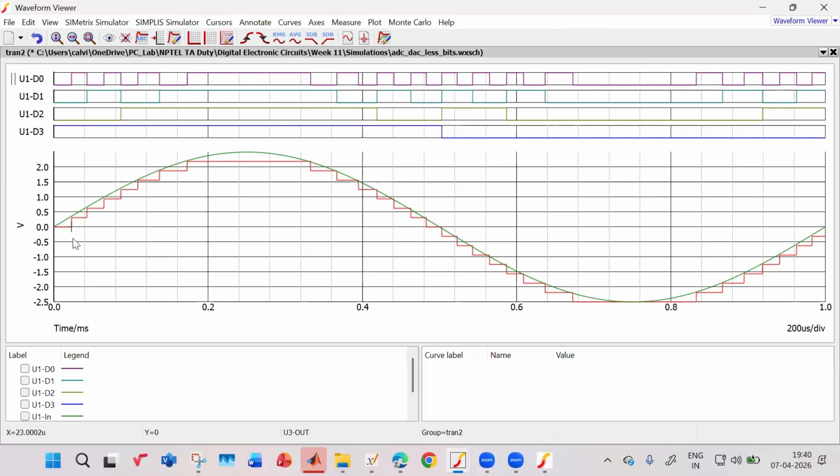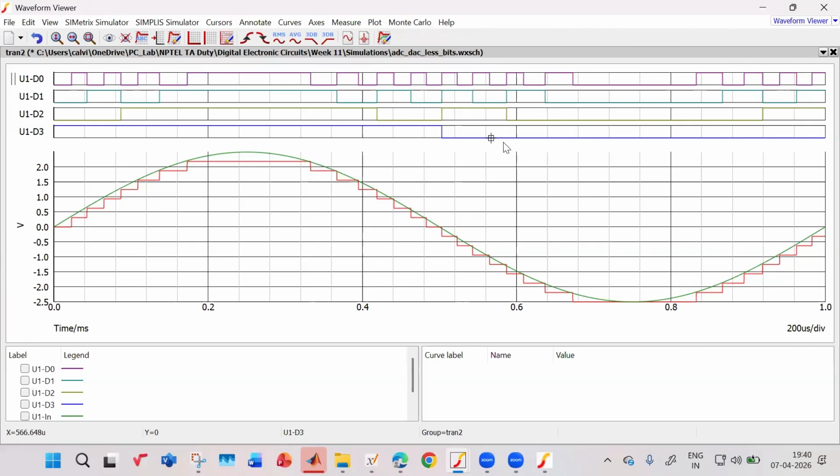So the green is your input signal. Your red is the quantized output of the DAC. And these are D3, D2, D1, D0. These are your bits. D0 is your LSB, so your LSB will show you the most number of changes, the fluctuations, everything, right? Then your D1, your D2, your D3. D3 is your MSB, so that has the least change.